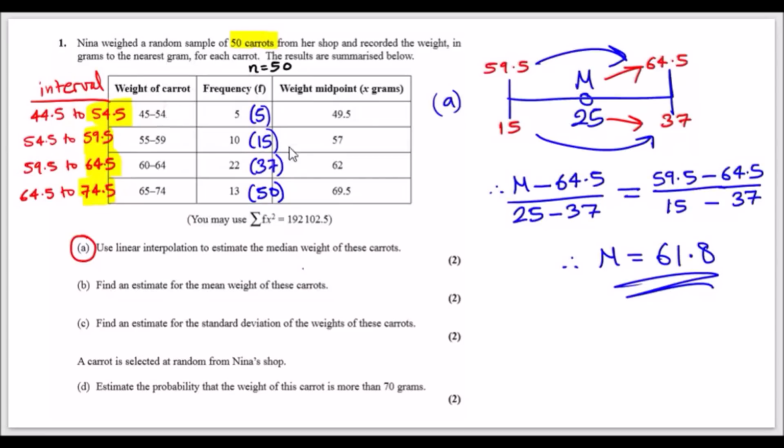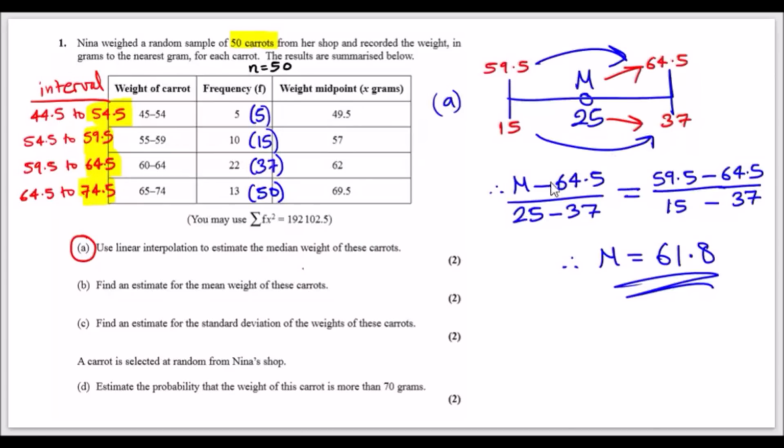Now let's look at each of the questions. So A, and I'm going to do it step by step. Use linear interpolation to estimate the median weight of these carrots. To find the median weight, we need to firstly realize that we had 50 carrots, and the median is the middle weight, the halfway mark, so 50 over 2, so it'll be the 25th carrot. To find the 25th carrot, my tip is to always look at the frequency and do the cumulative frequency in brackets next to it. And you'll notice that the 25th carrot has to be between 15 and 37.